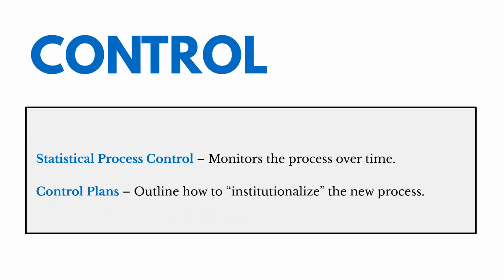And then finally, in control, some of the tools we could use here are statistical process control, basically monitoring the process over time to make sure it stays within certain boundaries. And then we could use control plans, outlining how to institutionalize the new process. So we often want to document the new process and the steps we're going to take to make sure it stays in control.